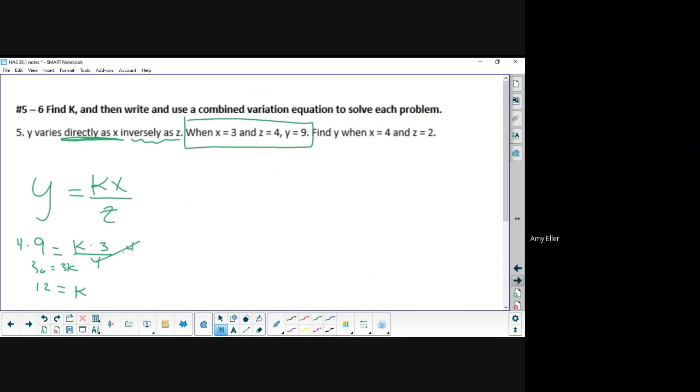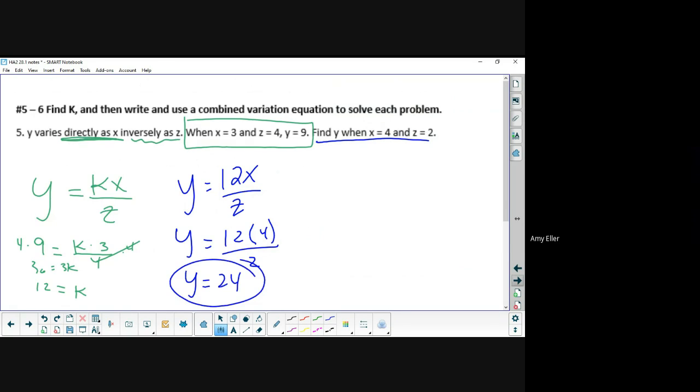Should get the K of 12, so I rewrite it with that K plugged in. And the last part, now I have to find Y. And X is 4 and Z is 2. What's the label on this one? Nothing. There is no label, right? It's just X's and Y's. We don't know the labels for this.